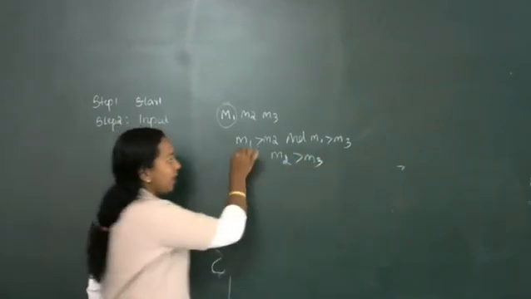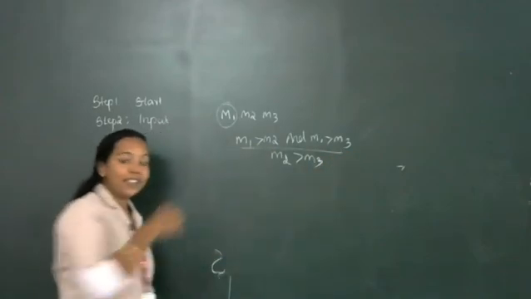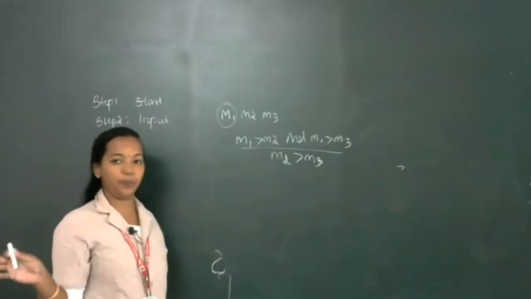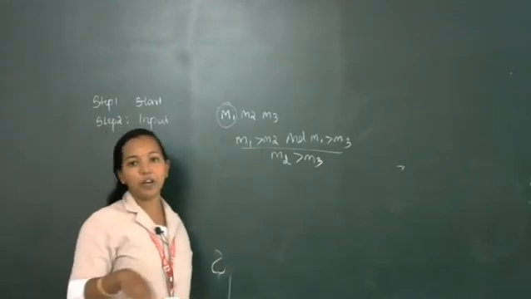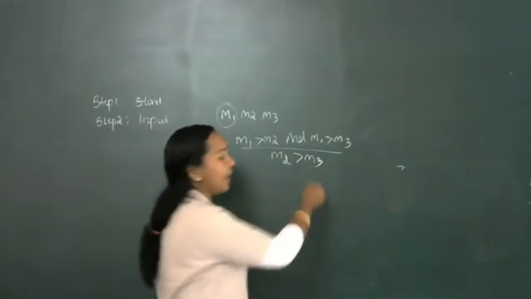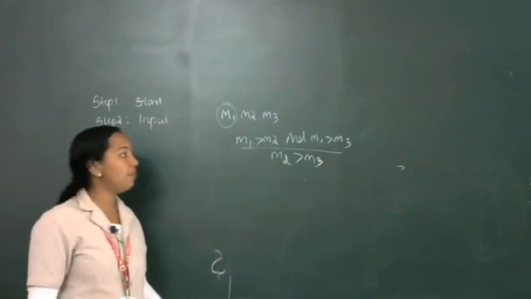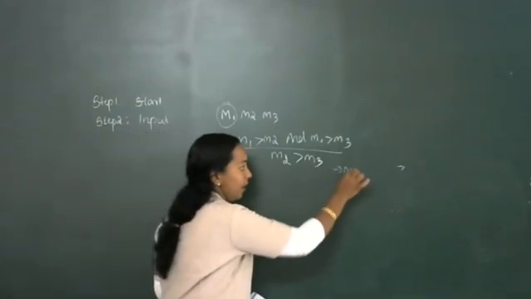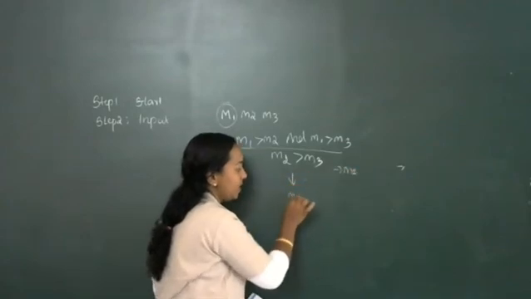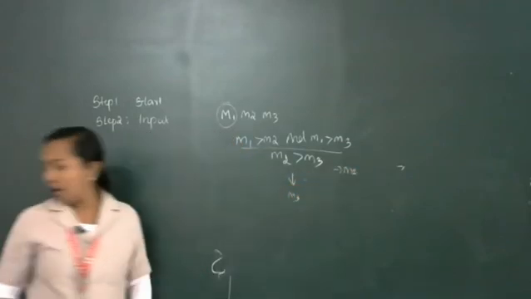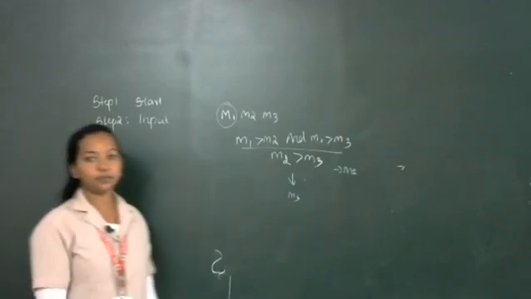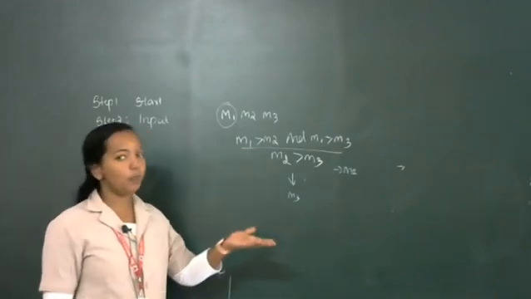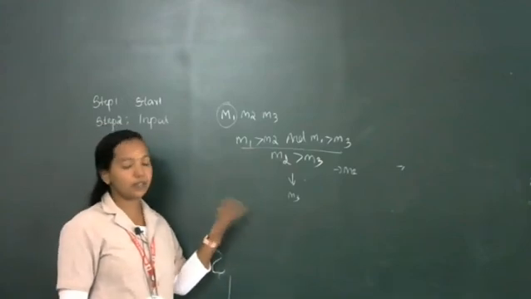Okay. If the condition is false, that indicates M1 is smaller than M2 or M3, but we don't know which. So we can compare one more condition, M2 greater than M3. If M2 is greater than M3, then we print M2 is greater, otherwise M3 is greater than all these three numbers. Okay, clear? We can use many methods.